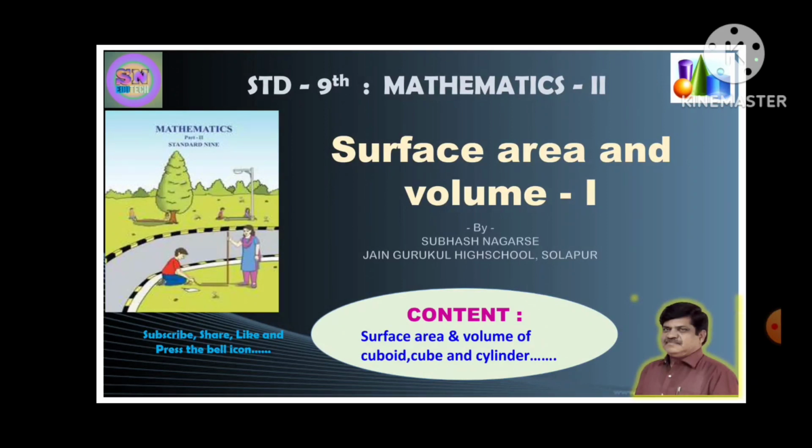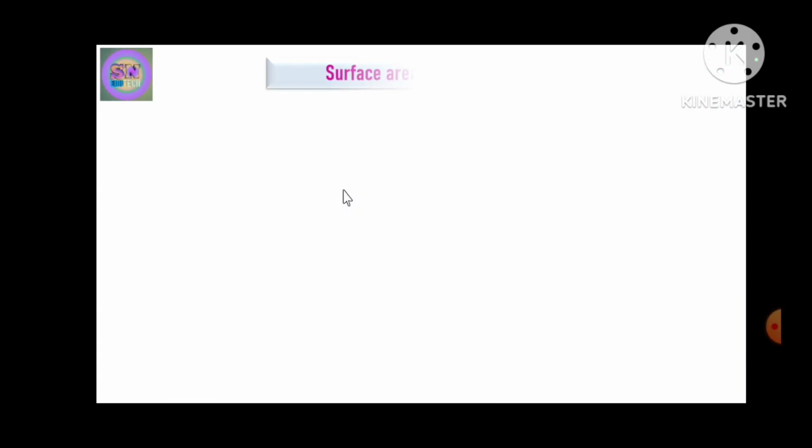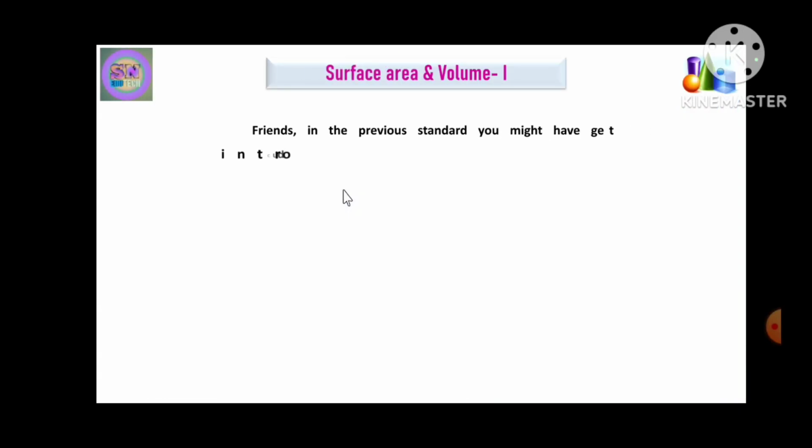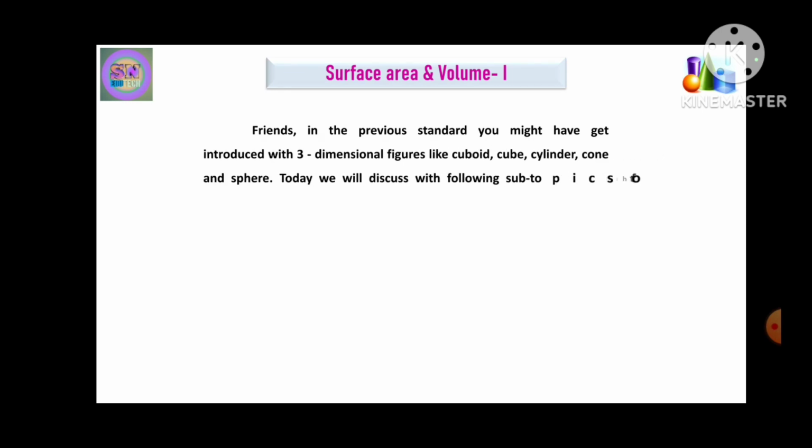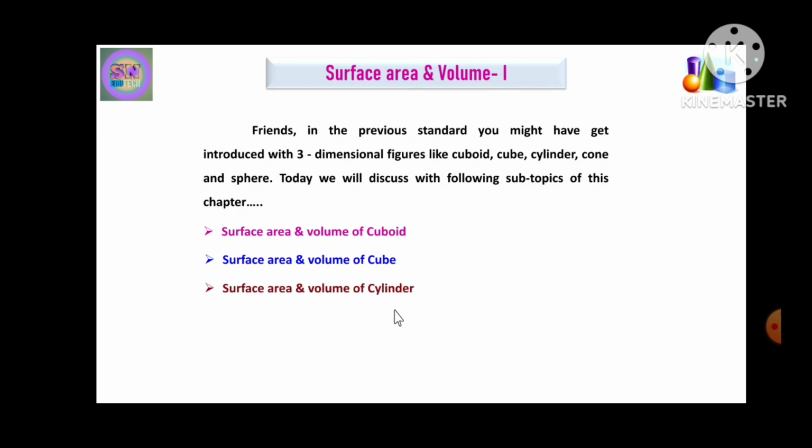The topic is surface area and volume. Friends, in the previous standard, you might have been introduced to three-dimensional figures like cuboid, cube, cylinder, cone and sphere. Today we will discuss the following subtopics of this chapter: surface area and volume of a cuboid, surface area and volume of a cube, surface area and volume of a cylinder, and problems from practice set 9.1. So friends, let us start.